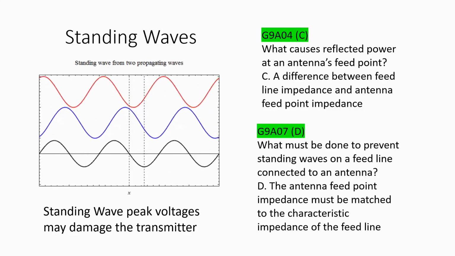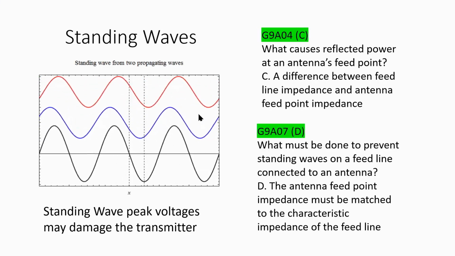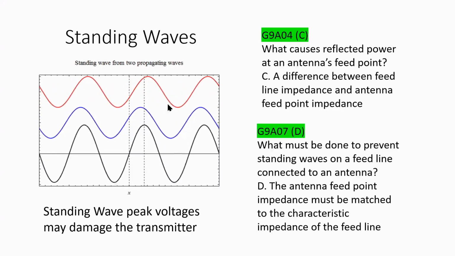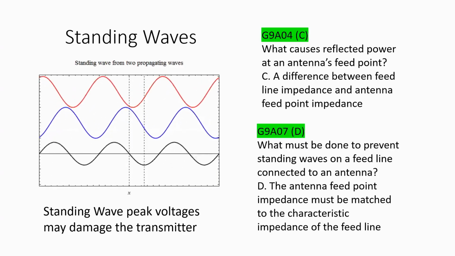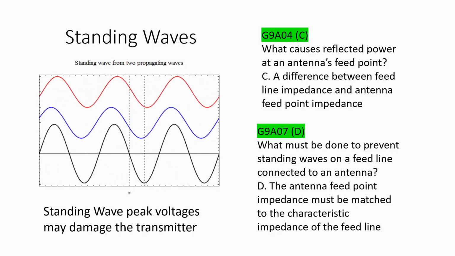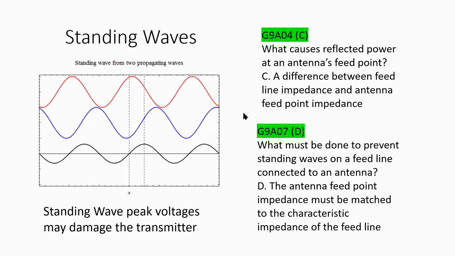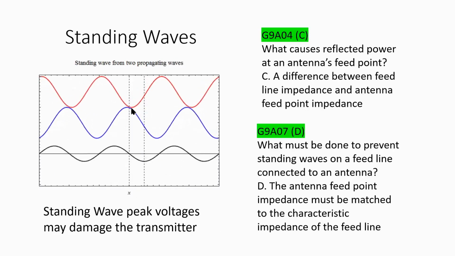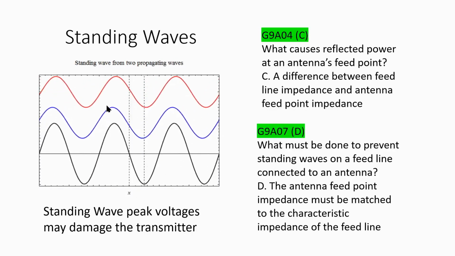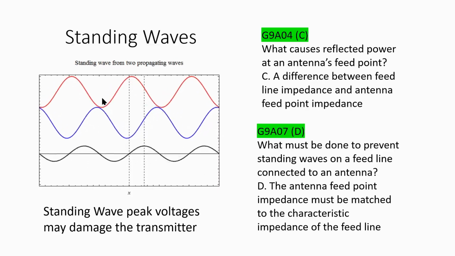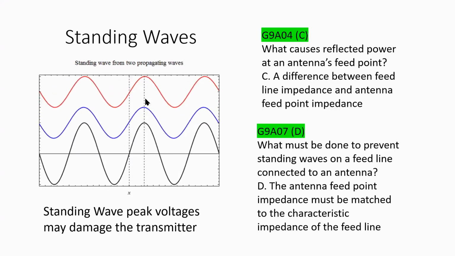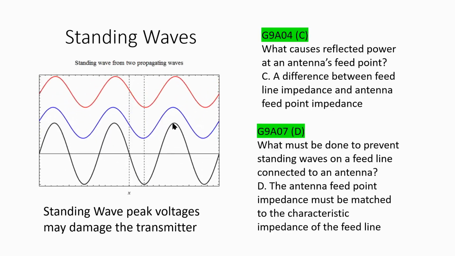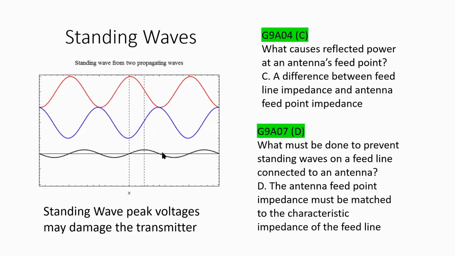So you're getting some energy. The blue line is the energy being bounced back to the transmitter because there's a mismatch between the impedance of the feed line and the impedance of the load, the antenna. As it bounces back, there are points where the two cancel each other out, like right here. However, unfortunately, there are points when they add. And this black line represents the added energy.